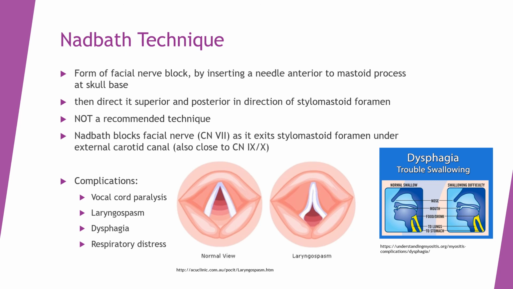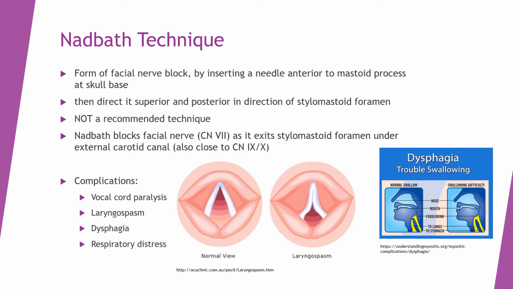Last but not least, the Nadbath technique is a form of facial nerve block. This is performed by inserting a needle right in front of the mastoid process at the skull base, and then the needle goes superiorly and posteriorly, so up and back, in the direction of the stylomastoid foramen. This is not a recommended technique because this technique may block the facial nerve as it exits the stylomastoid foramen under the external carotid canal. This area is also very close to cranial nerves 9 and 10.